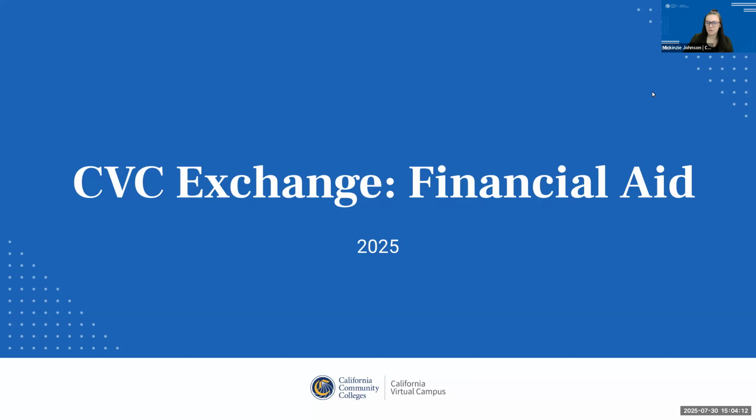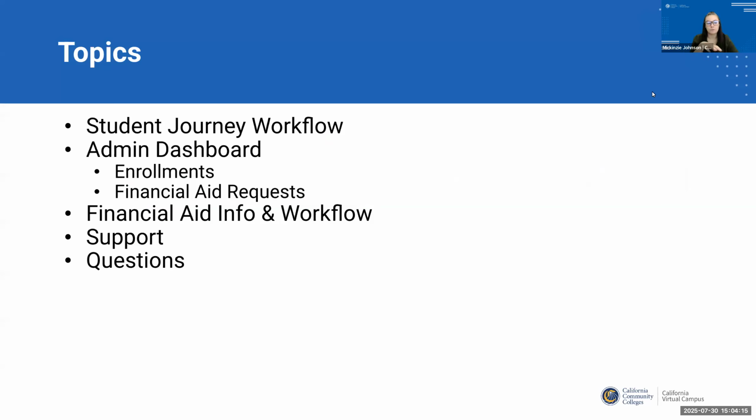So for our topics today, the first thing that we are going to review is the student journey workflow. This is a really great diagram that, while you may not need to understand everything about it, gives an understanding as to where students are coming into the financial aid process for the exchange. Next, we're going to move into the administrator dashboard and review a couple of different components there, the financial aid requests, as well as the student enrollments and where you can view payment and financial aid requests in a different location, which some of you may or may not be aware of. And then actually getting into that financial aid information and workflow.